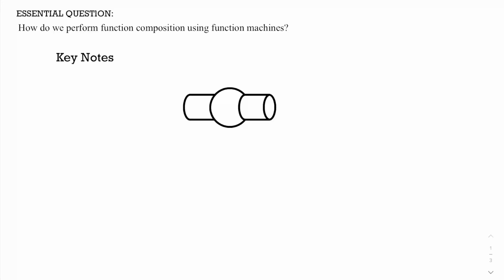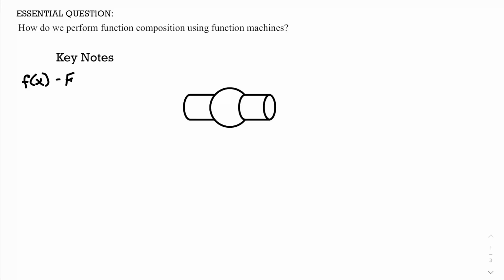Function composition can be tricky because of the notation. So let's look at function notation to start off with. Normally with equations you see y equals something, something, something x. But with function notation we see f of x. I think the confusion here is people will look at the f and the x and think it's multiplication. But f is just the function and x is the input.